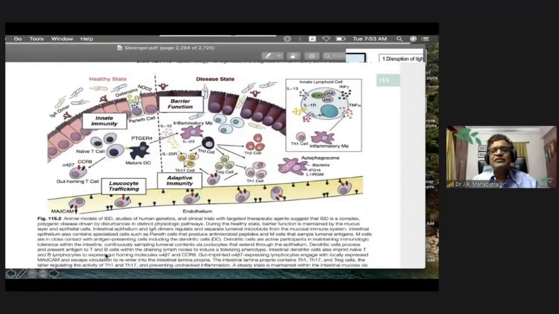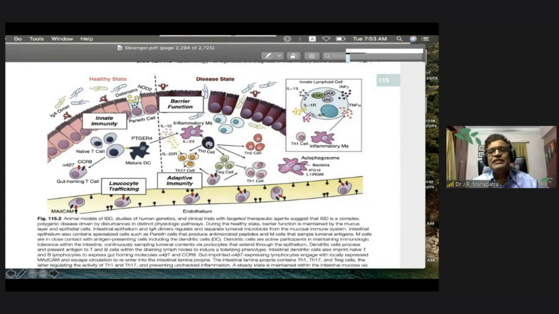So again, this is the photograph which I had shown there. Look at this. This is the IgA dimer, immunoglobulin A dimer, which is acting in the epithelium. This is lying below the mucin layer. This IgA dimer prevents the microbiome from reaching here. And here is the Paneth cell. This is the mature dendritic cell. This is the gut homing T cells.